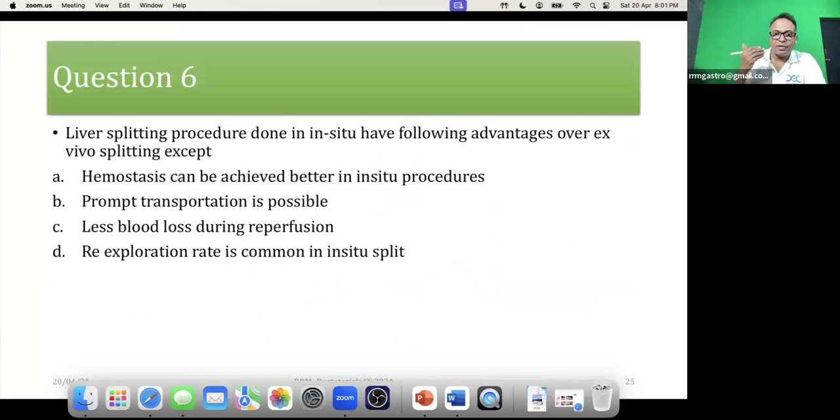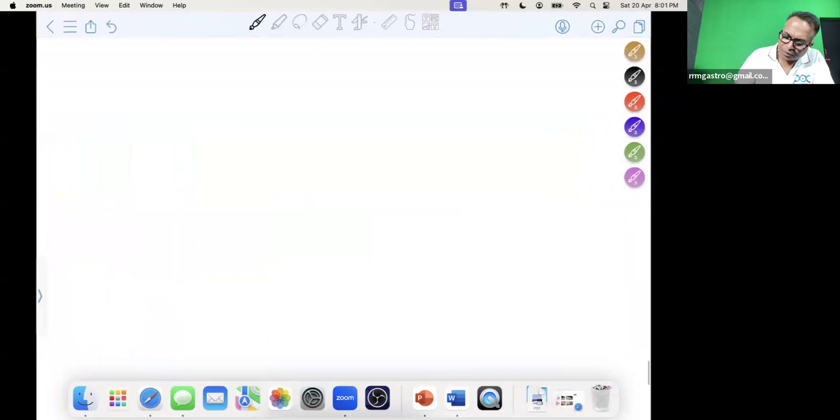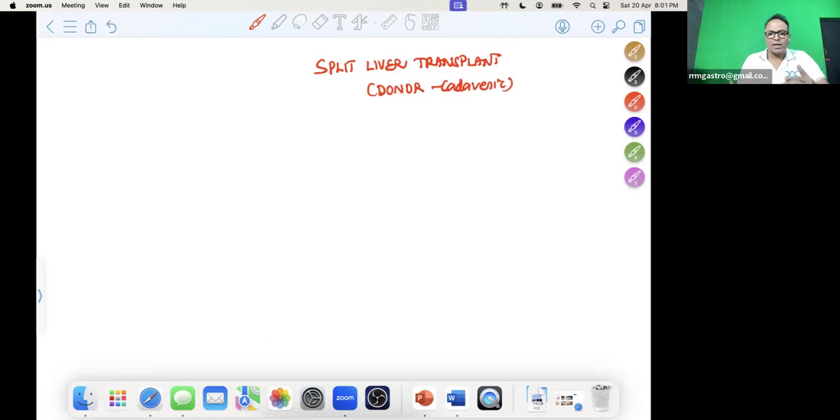So another question, liver splitting. You have to understand another interesting concept, split liver transplant. Split liver transplant concept, very interesting concept. So split is a donor operation. I am going to discuss the cadaveric donor. A live person is not going to give 2 split livers. It is a cadaveric organ operation.